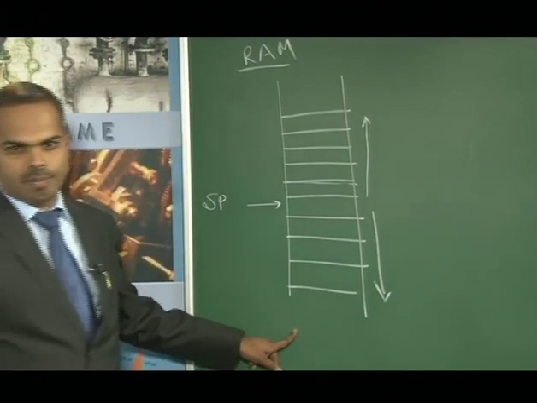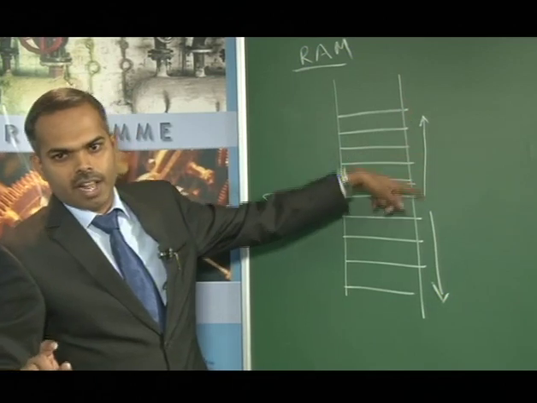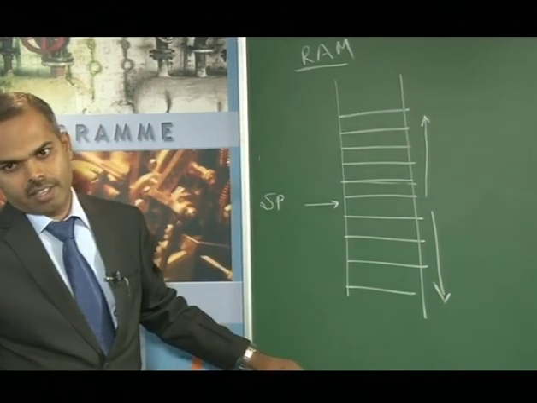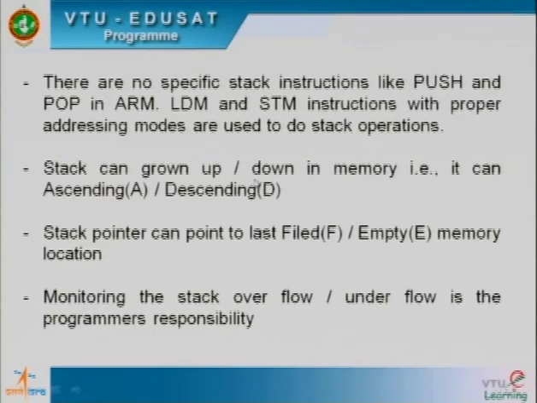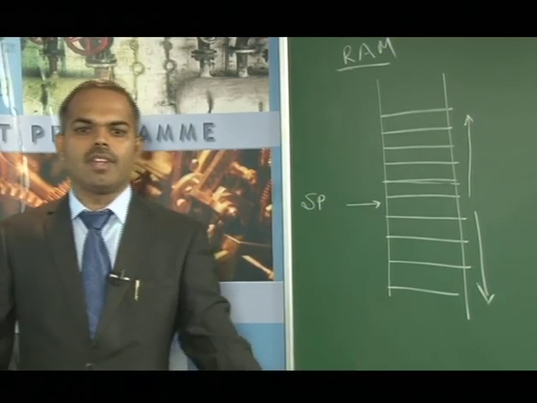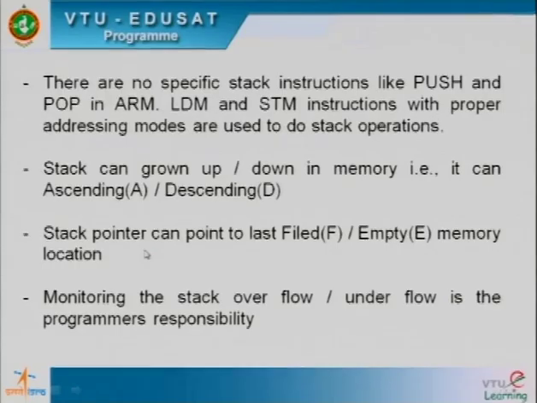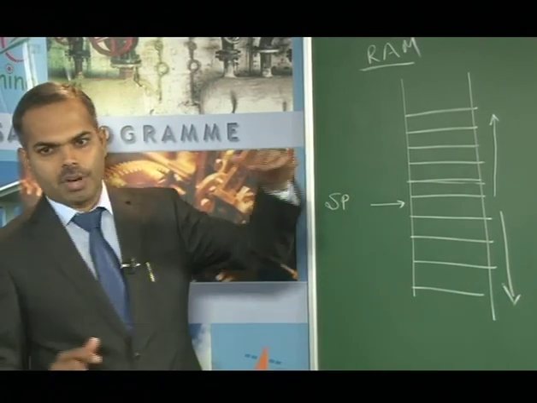Now you can make the stack pointer go up or go down. That's where the second point says stack can grow up. It can grow up, or ascending, or the stack can also be descending, or grow down. There are many processors in which the stack will always grow up. There is one more interesting point here. The third point: stack pointer can point to the last filled or empty memory location. In most processors, the stack pointer points to the last filled memory location in the stack.